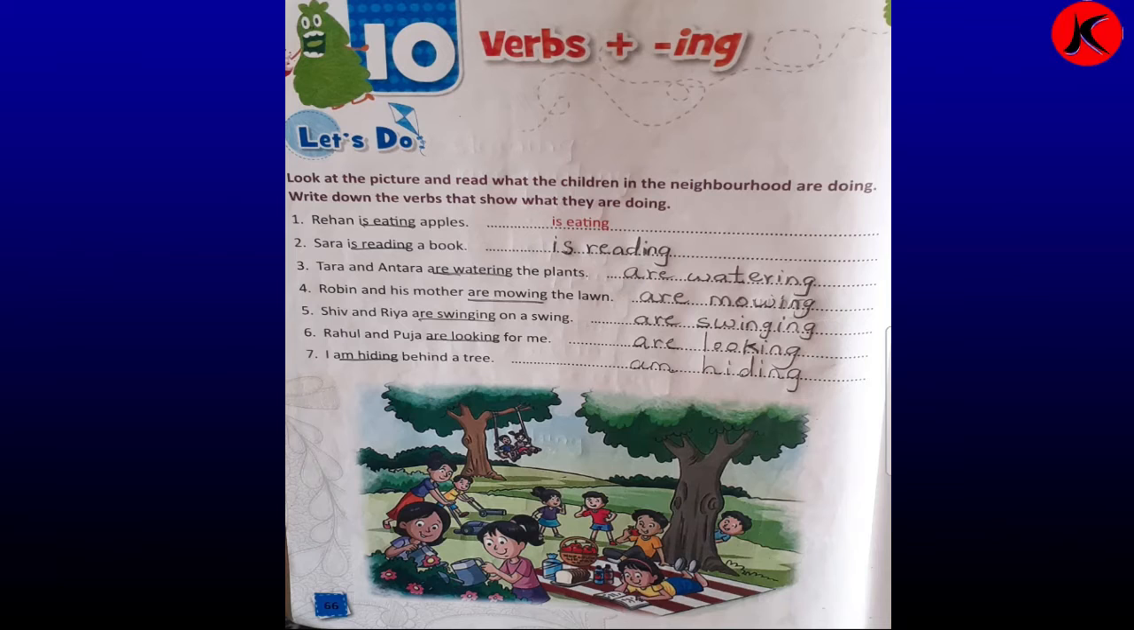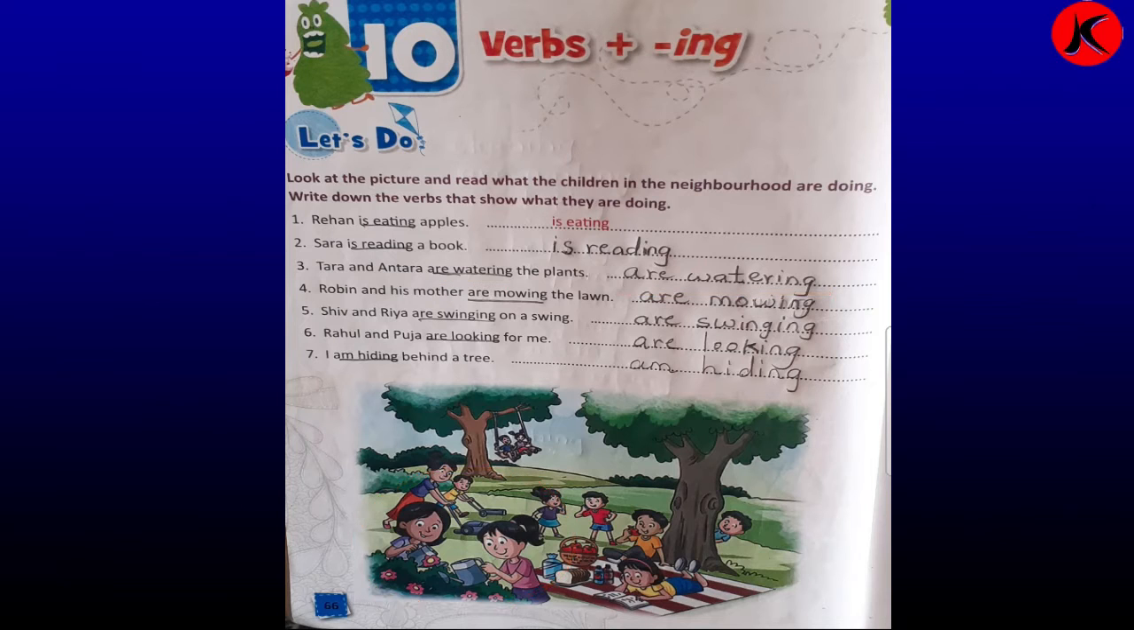Then Tara and Antara are watering the plants. Now you can see here there are two girls, Tara and Antara. So what will we write over here? What will we underline? Are watering, because there is more than one. There are two persons. So we'll write over here "are watering."